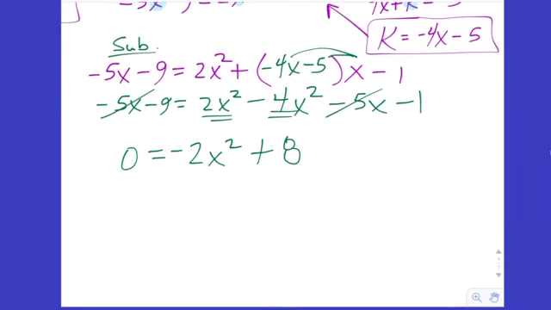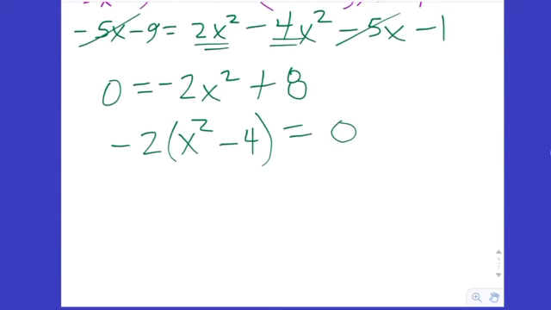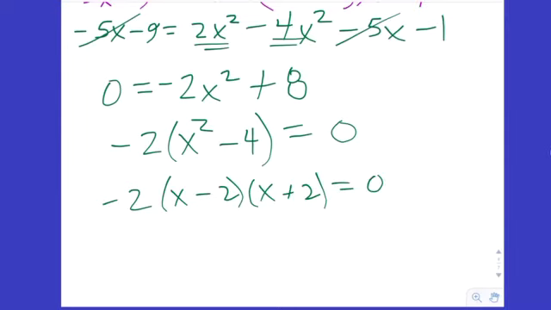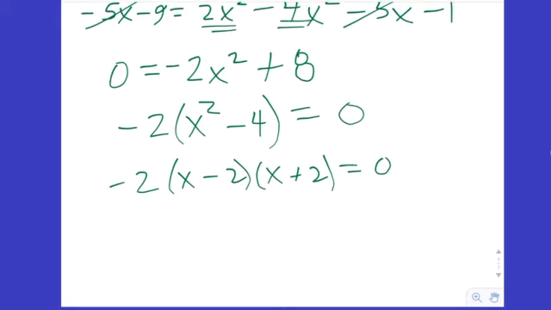Okay, so now from there, I'm just going to multiply through by a negative 1. Or how about it? I'll just factor out a negative 2. Maybe I'll do that. And I'm left with x squared minus 4, and that equals 0. So now if I factor that, I get x minus 2 times x plus 2. So there you go. I have now two x values, x equals 2 and x equals negative 2.